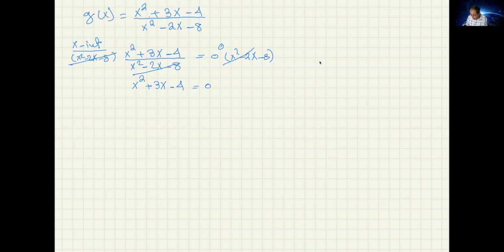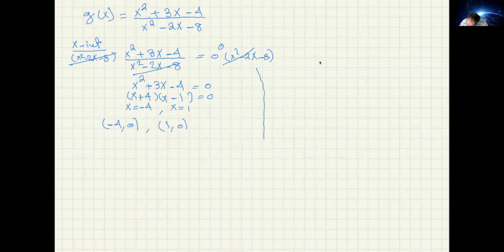This is a quadratic equation. We factor and solve for x. So I have x plus 4 and x minus 1, because negative 4 and 1 give me positive 3. So x is negative 4 and x is 1. Okay, so now how many x-intercept points? I have 2 x-intercept points. So I write them down: negative 4, 0 and 1, 0.